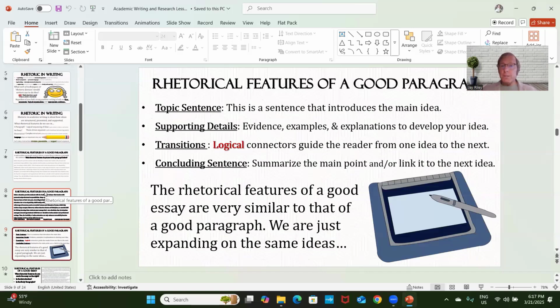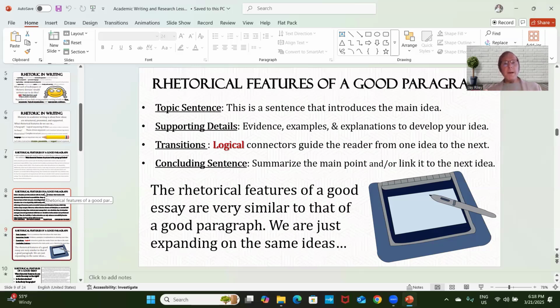So looking back at those rhetorical features that we just went over, our topic sentence is going to introduce the main idea of the paragraph. Our supporting details are going to give evidence, examples, and explanations, and these should further develop the main idea of that paragraph. Our transitions help to improve the logical flow and the cohesion of that paragraph. And then finally, we've got our concluding sentence. And as I said, we're either going to summarize the main point, leave the reader with a strong thought, or we're going to transition to that next big idea, which is the next paragraph.